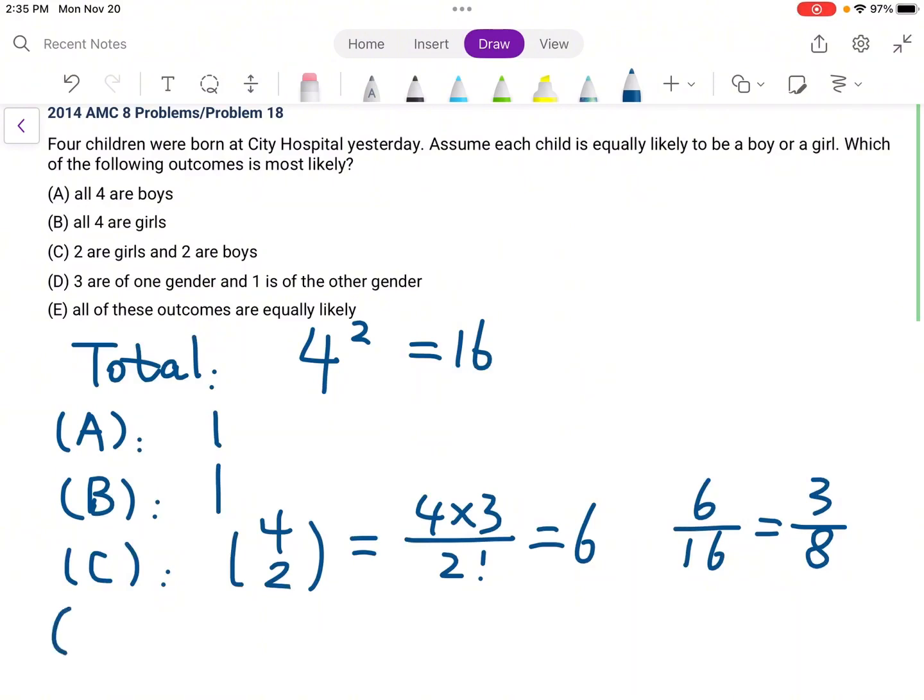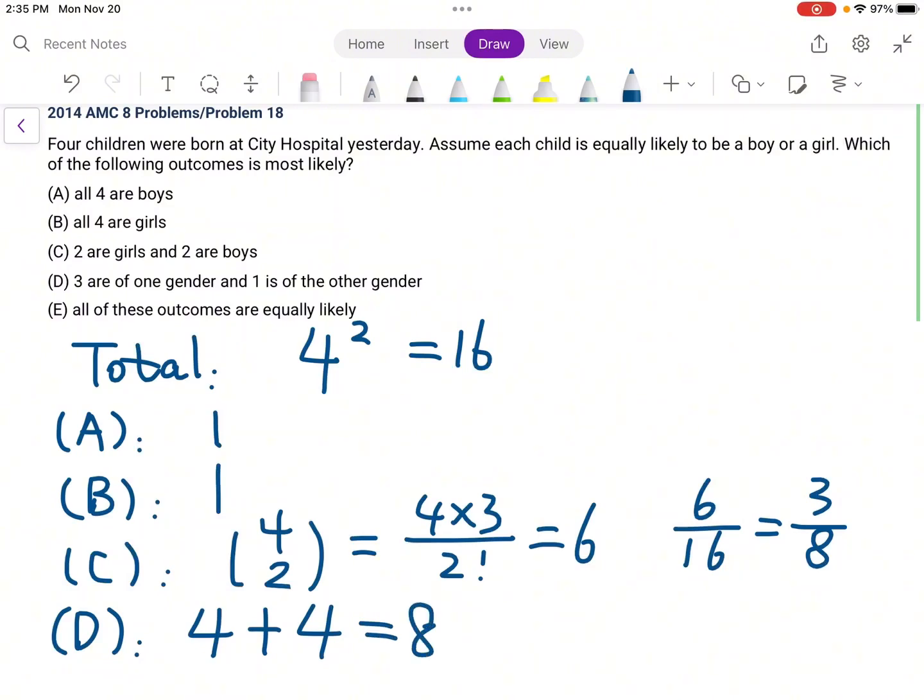And now let's look at D. We choose 3 of one gender and 1 of the other gender. That's like choosing 1 of the 4 children to be either a girl or a boy. For a girl, we choose 1 from the 4 children. We have 4 choices. And similarly for a boy, for 1 boy, we also have 4 choices. So that's 8 choices in total.